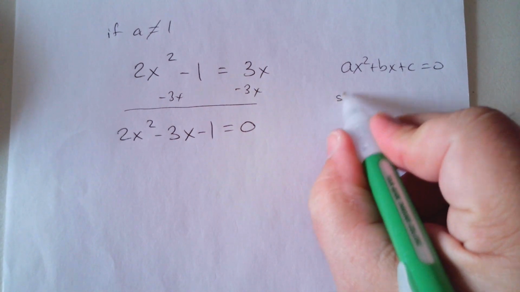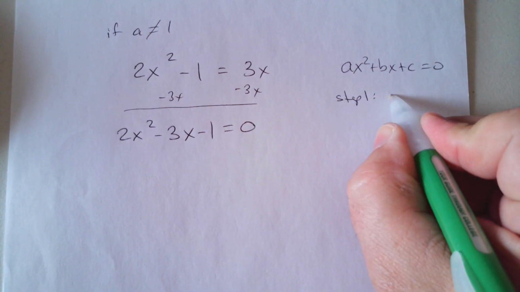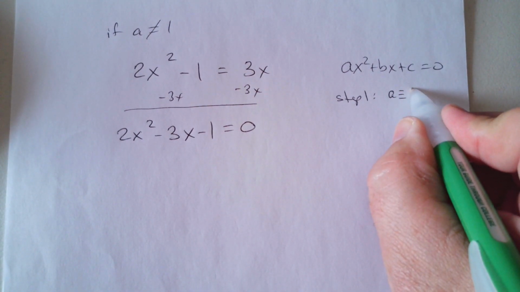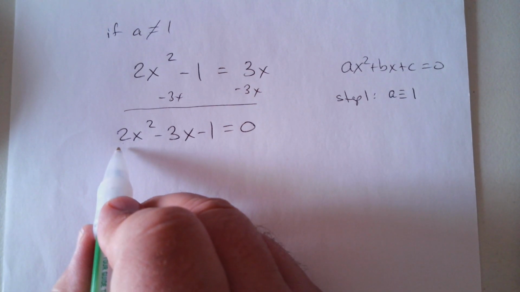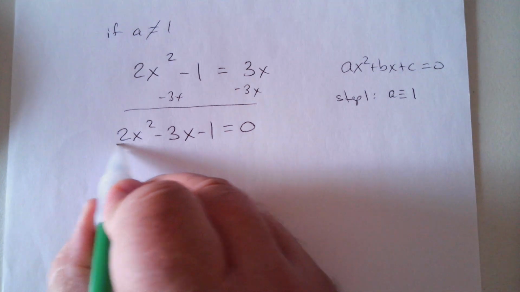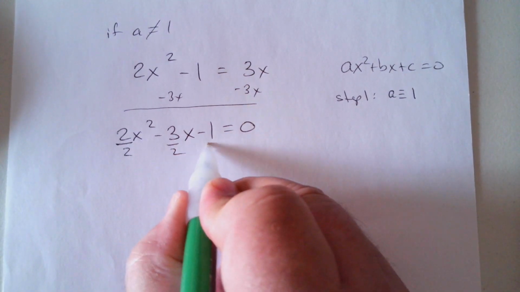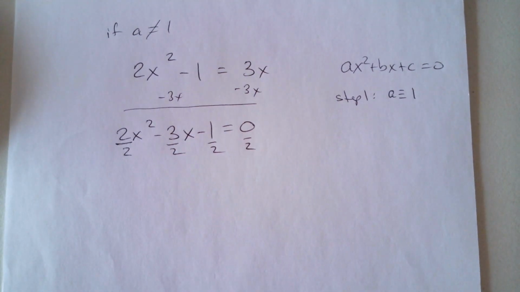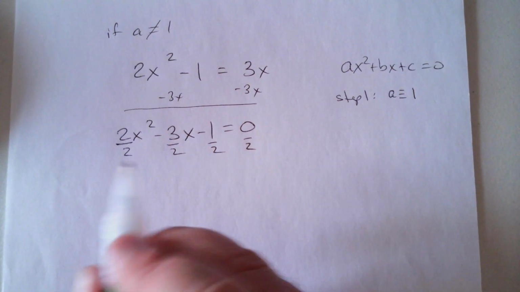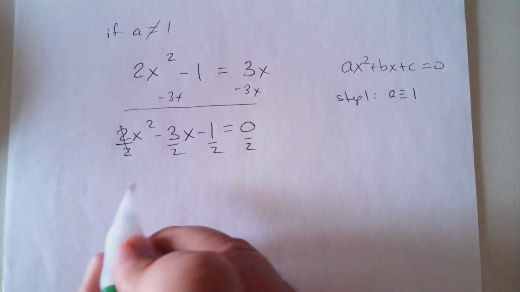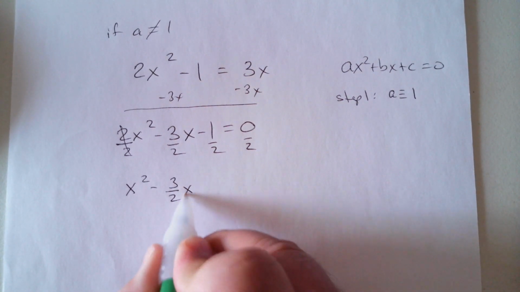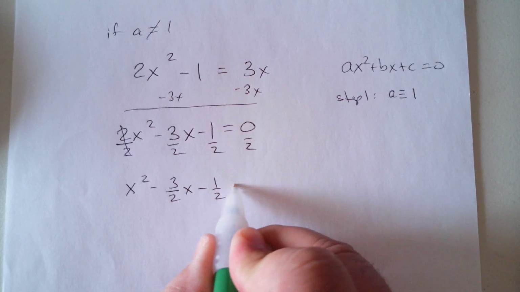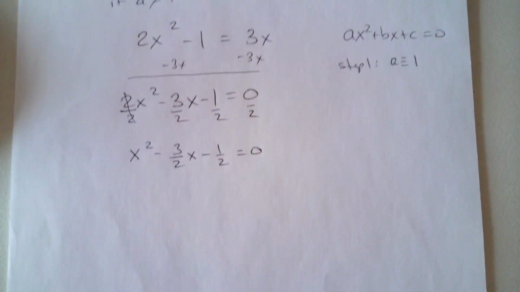All right, so step 1. A has to equal 1. Since a doesn't equal 1, a equals 2, we divide each term by 2. We divide each term by 2, so that gets rid of that one. So now we have x squared minus 3 over 2x minus 1/2 equals 0.